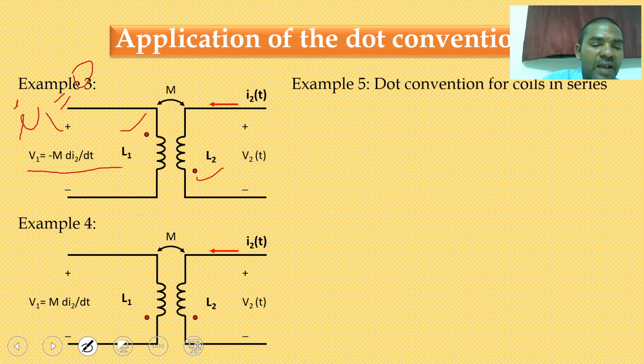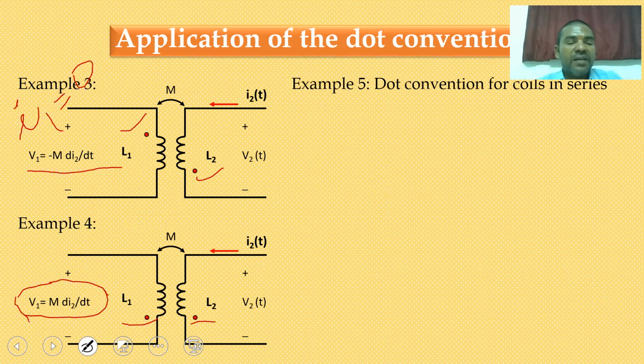Now come to the last example for the same figure, but I have taken the dots as ending dots. Here I2 is at an ending dot, and I1 is also at an ending dot. Under that condition, you can get the positive value of voltage. What is that voltage value? V1 is equal to M di2 by dt. If the dots are opposite, then you have to go for the minus sign. If the dots are the same, then you have to go for the plus sign.